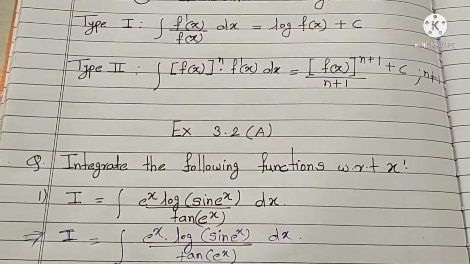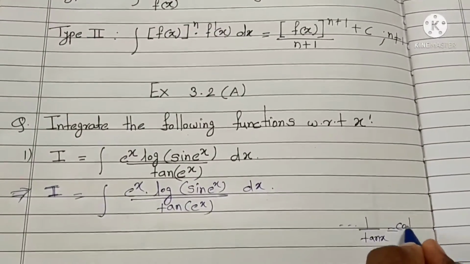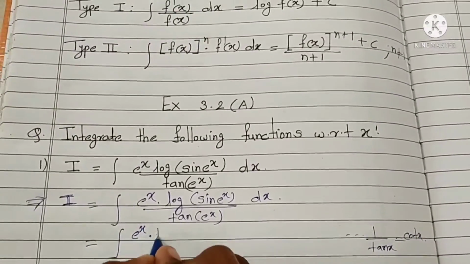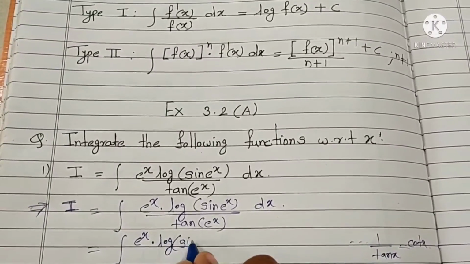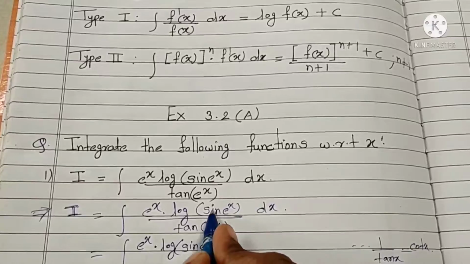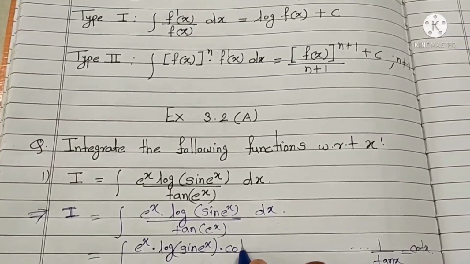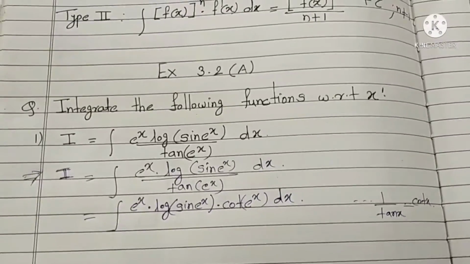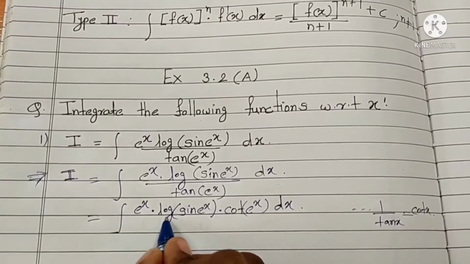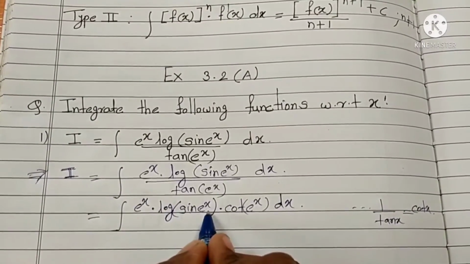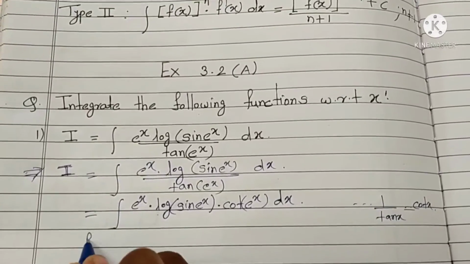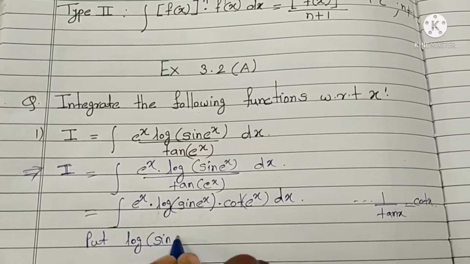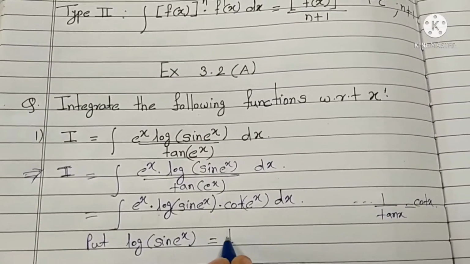So here we use 1 upon tan x is equal to cot x. Now using this, we can write here cot e raised to x dx. Now take log sin e raised to x as t. So put log sin e raised to x equal to t.